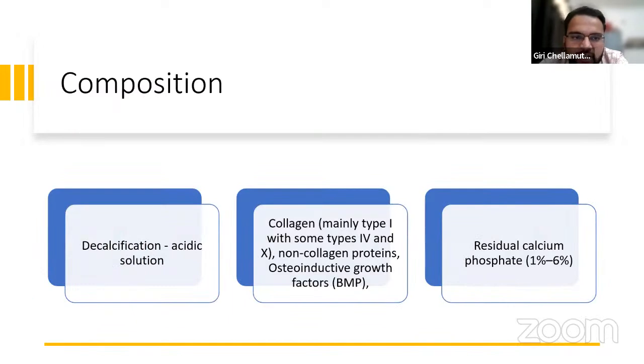So what is the composition? Basically, we are decalcifying the allogenic bone. So we are removing most of the calcium in it, and the residual calcium will be only about 1 to 6%. The main composition is collagen, which is mainly type 1 collagen, and some other types like type 4 and 10. And we also have non-collagenous proteins and also osteoinductive growth factors like bone morphogenetic proteins.